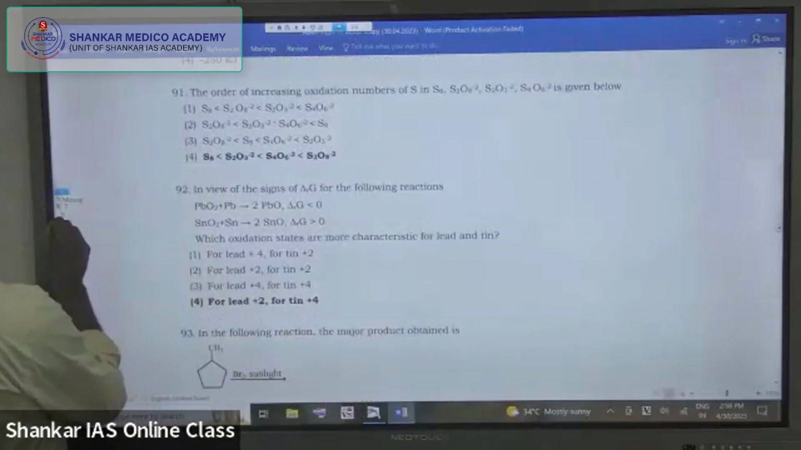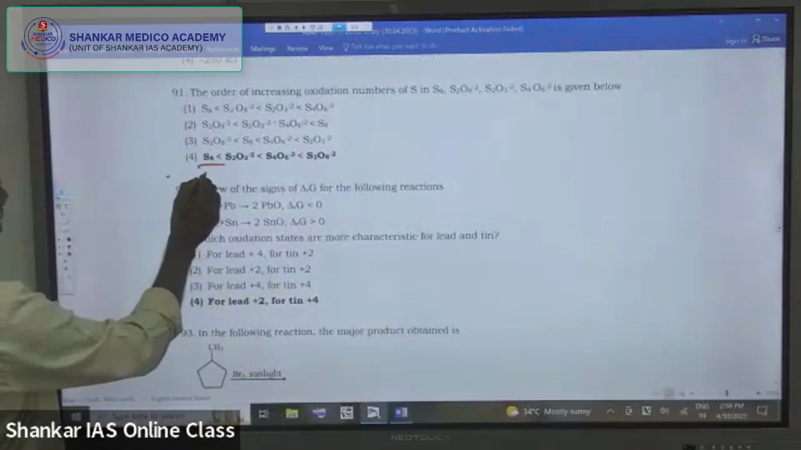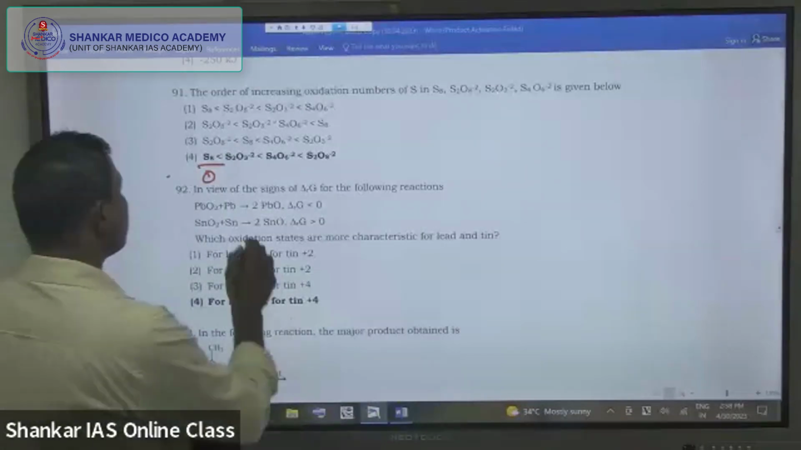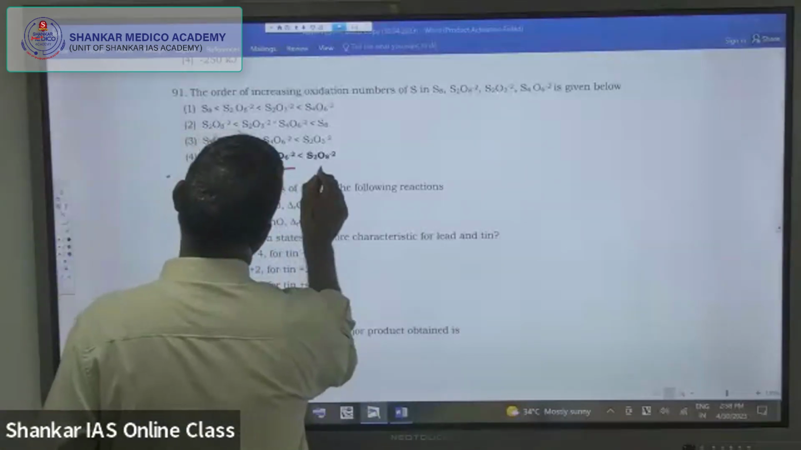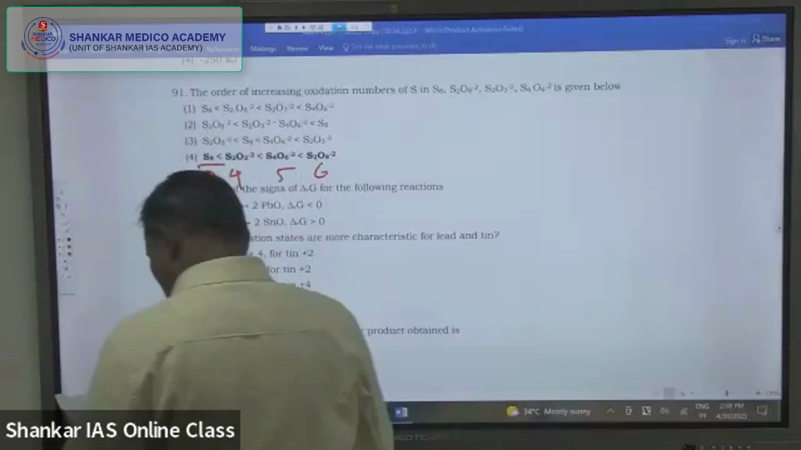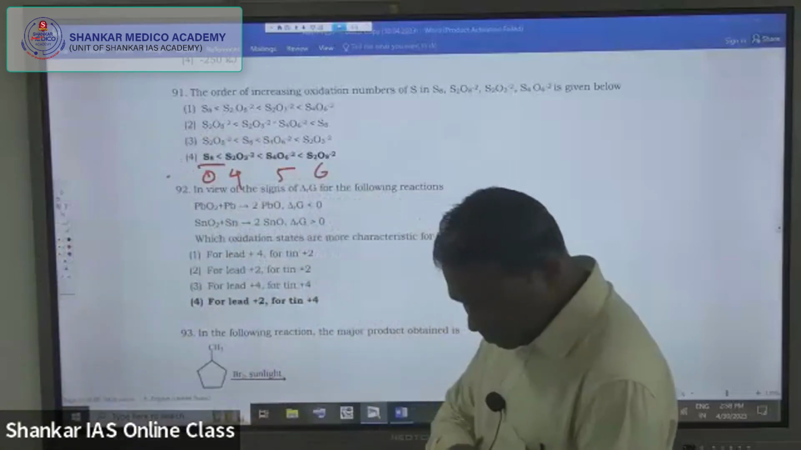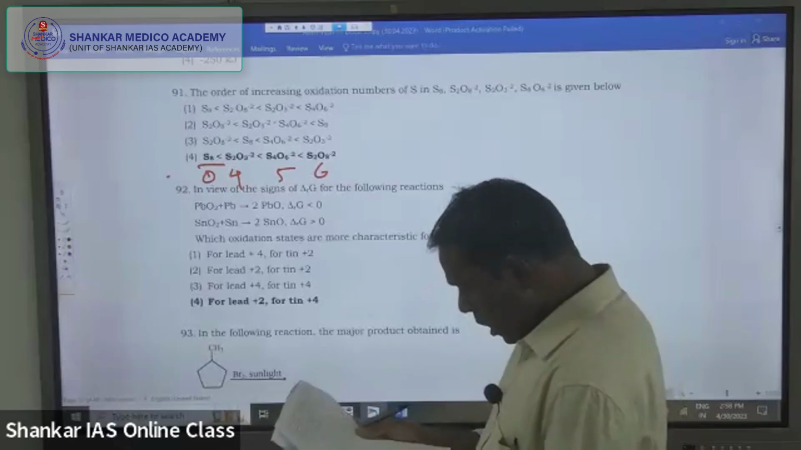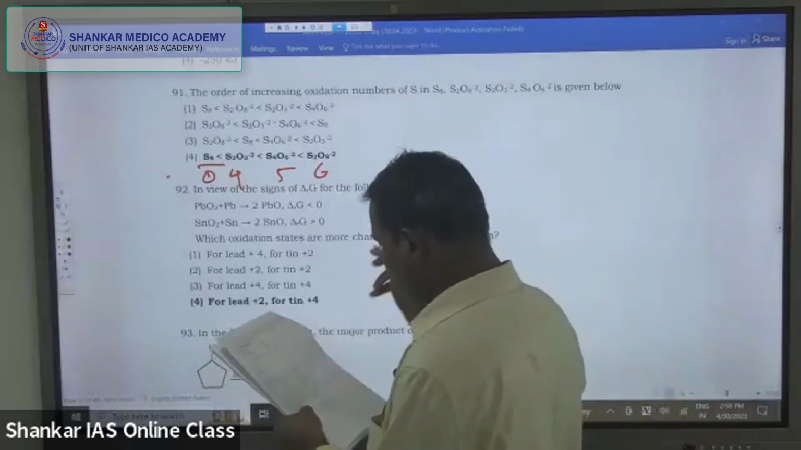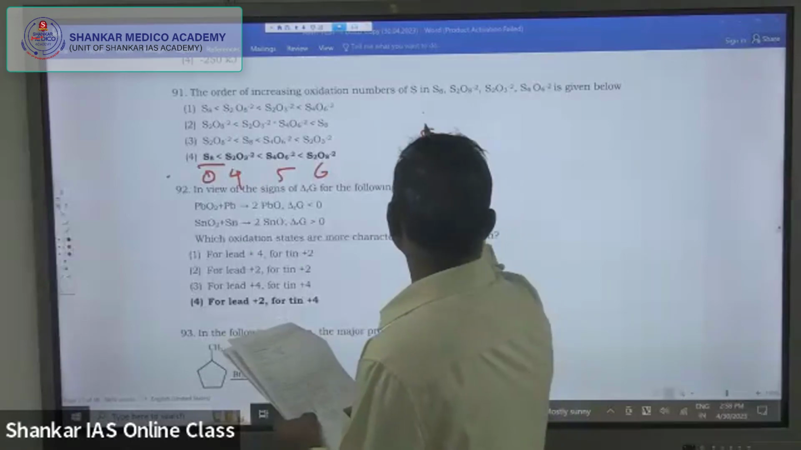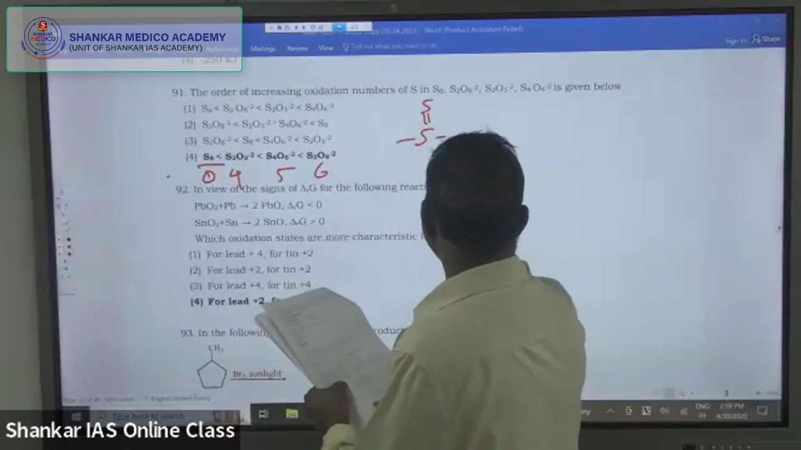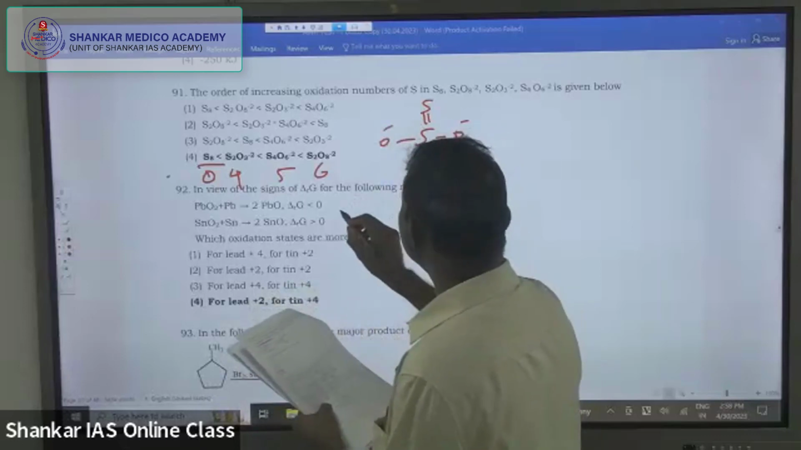Okay, this is an atomic sulfur having oxidation state 0. S2, 4, 5, 6. If you look at the structure of these things, first one, yes, O minus, S2.